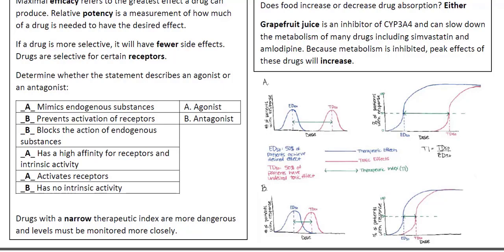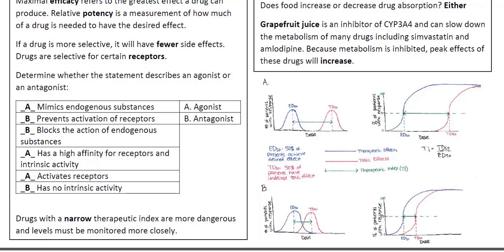The image to the right shows two different dose-response curves to represent the therapeutic index. On the left, you'll see a bell curve showing the number of patients who achieved the therapeutic effect and the number of patients who had toxic effects at different doses. The green line in between represents the therapeutic index.